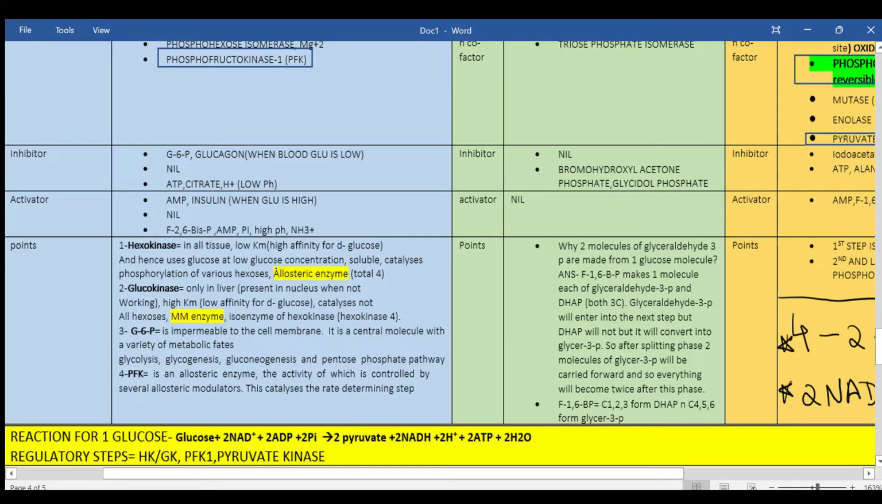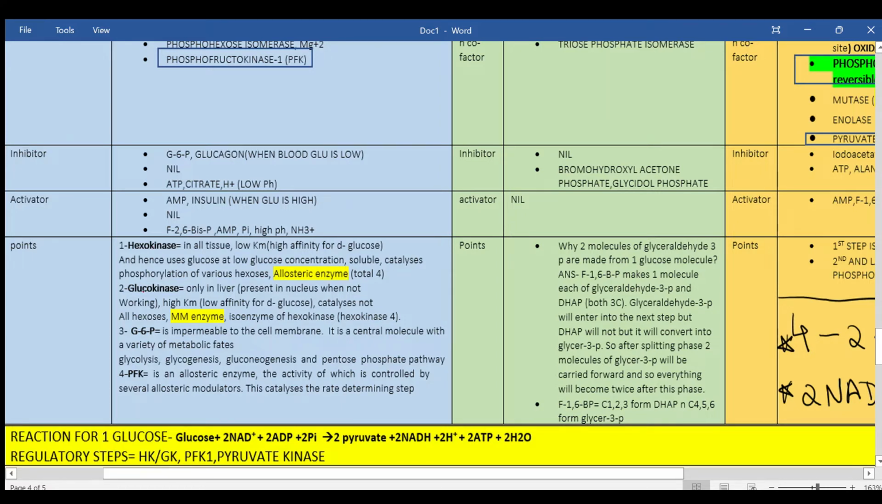Now, what is an allosteric enzyme? Very briefly, allosteric enzymes are multi-subunit complexes, and they give you a sigmoidal curve. They are multi-subunit complex enzymes or proteins, because enzymes are proteins. So hexokinase is an allosteric enzyme.